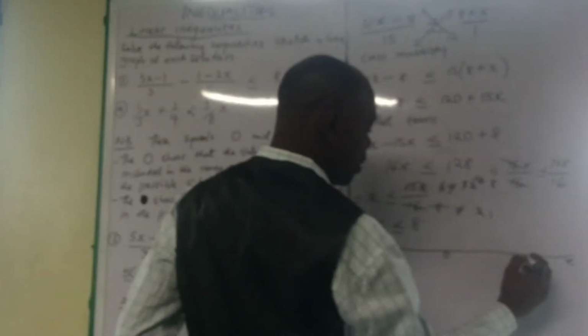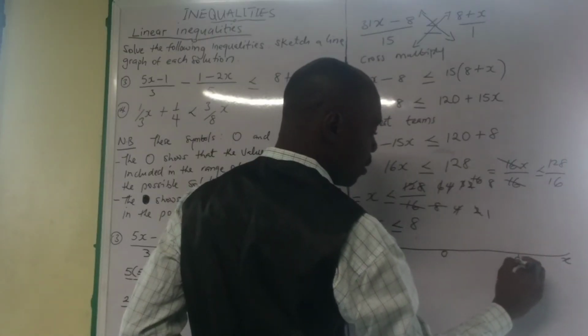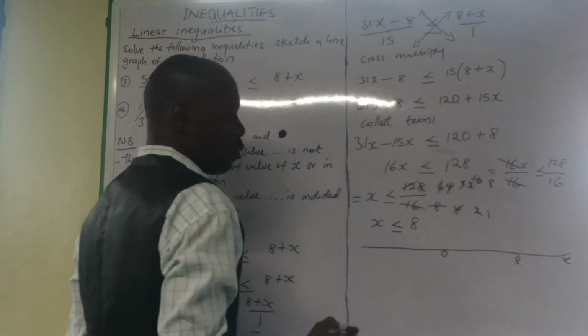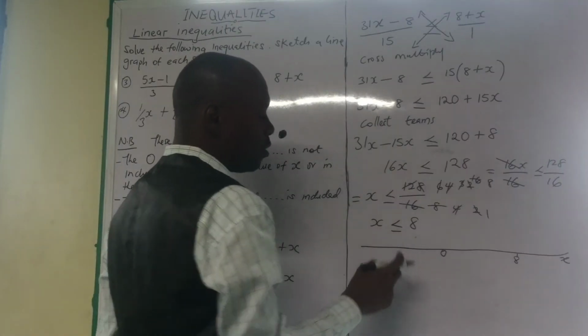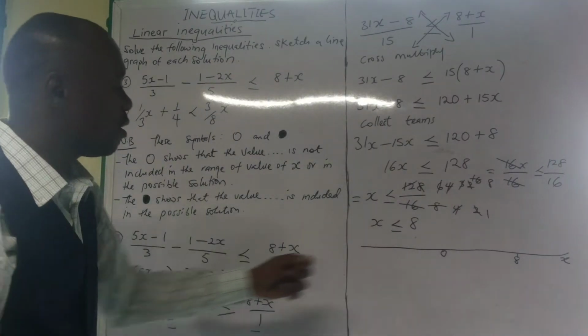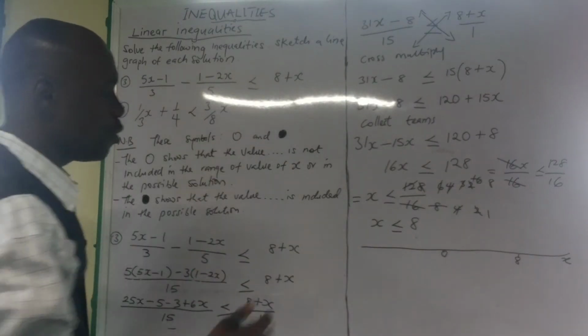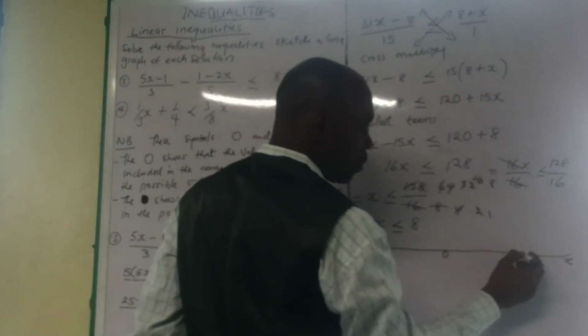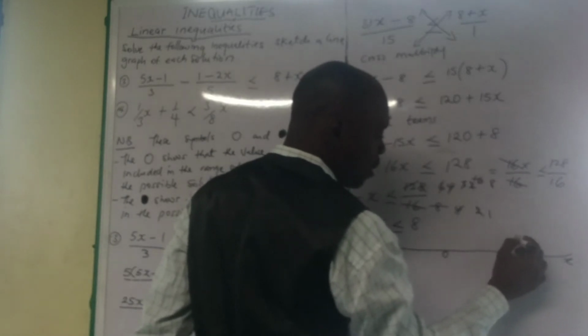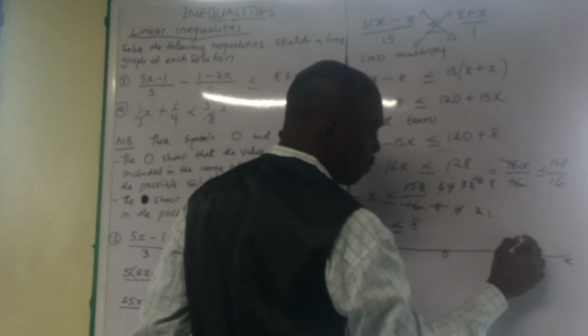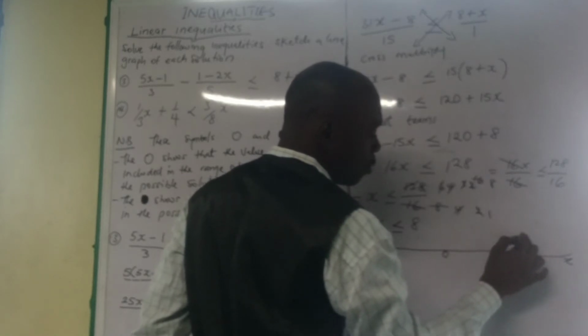Our 8 too will be here. Let's put our 8 here. This particular symbol is falling under this first one, this first symbol here. So we just put this thing up, we circle it, and it's going to be dark because it's less than or equal to. It's going to be dark.